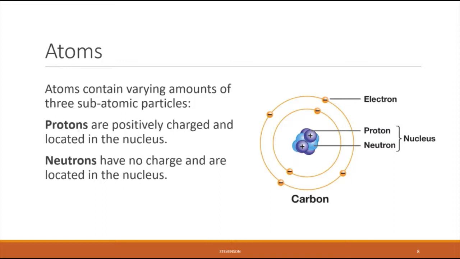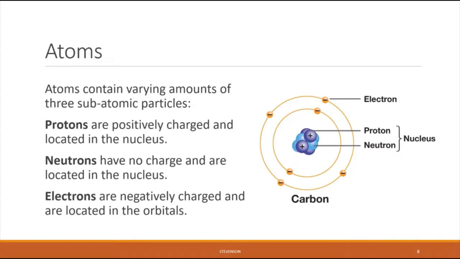Neutrons have no electrical charge, and they are also located in the nucleus alongside the protons. In this image, the neutrons are indicated in the light blue circles. And then finally, electrons have a negative electrical charge, and they are found in the orbitals that are orbiting the nucleus in the center of the atom. And these are indicated in the little orange circles that you see.